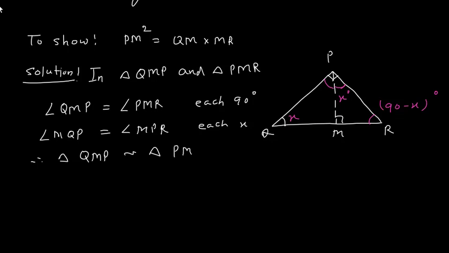You could also have used theorem 6.7, where you write the statement that in a right angle triangle, if we draw a perpendicular from the vertex to the hypotenuse, then the two triangles formed are similar to each other. You can use that statement to show that these two triangles are similar. Why have I used these two triangles? Because I have to use PM square. So this is AA criteria.